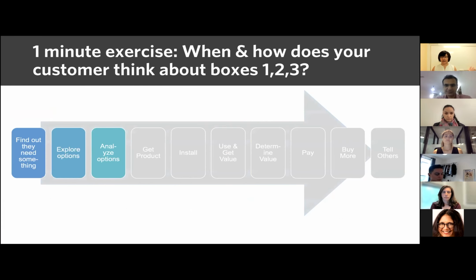So I would like everyone, I don't think this needs a breakout room, but I'd like to have everyone take 1 minute and just jot down on a piece of paper, how does your customer think about the first 3 steps, right? In each of your cases, a lot of you are dealing with consumers, so it should be relatively easy.